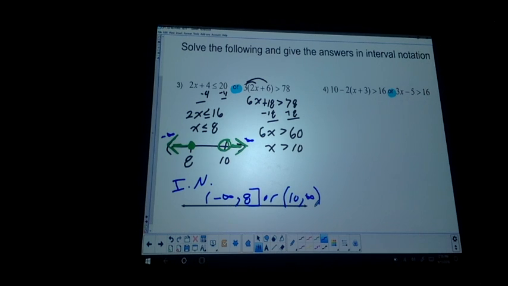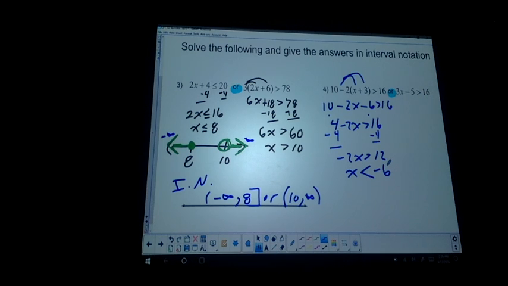All right, problem number 4. Make sure you distribute the negative 2 to both of these. Notice I did not add them together. And then go ahead and start solving it. So these are like terms, so that's going to give me 4 minus 2x greater than 16. Subtract 4, subtract 4. And then divide by negative 2. If I divide, the sign flips.